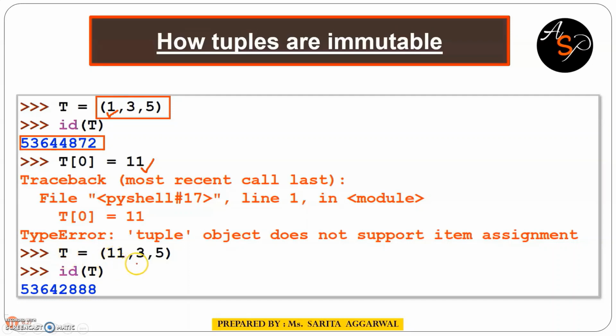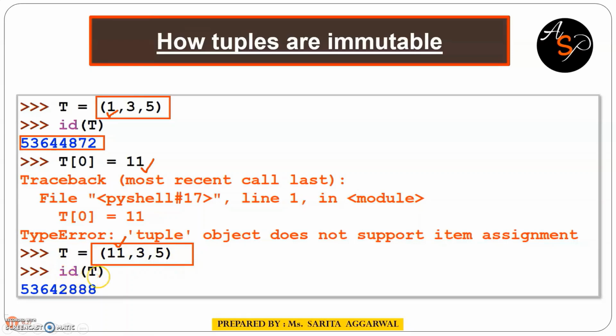T equals to 11, 3 and 5. Now this is the tuple, but this time I have changed only one value, at index 0. At index 0 पे मैंने क्या पुट किया है? 11. ठीक है, but this time t कैसी है? अब t बन गया एक न्यू टपल.